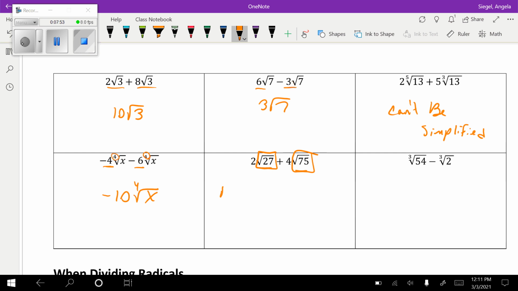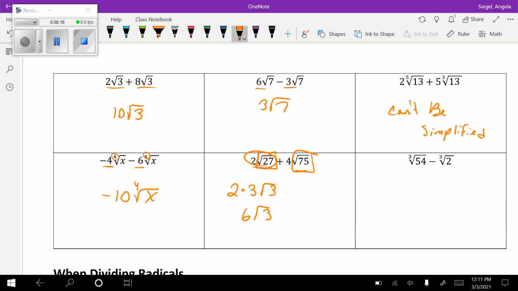So let's just look at the square root of 27. It's hiding a perfect square of 9 times 3, and this becomes a 3. So if I were to rewrite the square root of 27, I would have 2 times 3 square root of 3. So this whole thing becomes 6 square root of 3.